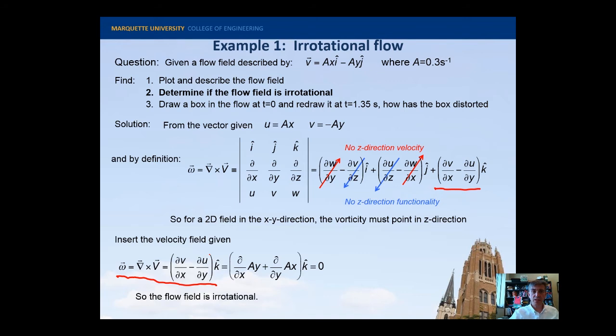We can insert the given velocity vector here and here, and take those derivatives, and you can see that it is for sure equal to 0. So this is an irrotational flow field.